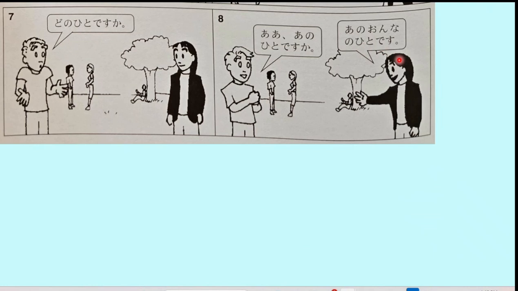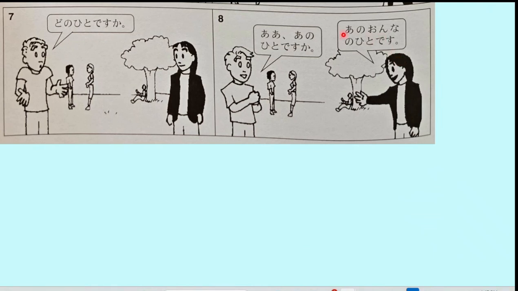So now she raises her hand and points to a particular lady and says that person. "Ano" means that person over there, that lady, because "onna no hito." So "onna" and "otoko": otoko is for man, onna is for woman. It's basically otoko is male and onna is female. So "otoko no hito" means a male person, that is a man, and "onna no hito" is a female person or a woman. So "ano onna no hito desu."